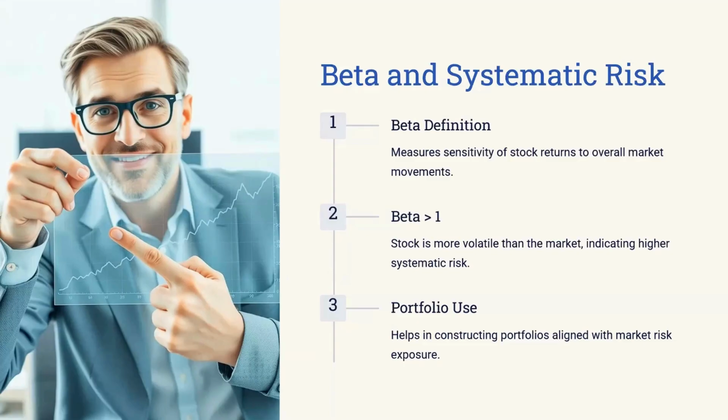Third one, the portfolio use. Beta helps in constructing portfolios that align with desired market risk exposure. For a real world example, a tech stock with a beta of 1.5 is expected to move 1.5 times as much as the market. If the market goes up 10%, the stock is expected to go up 15%. If the market goes down 10%, the stock is expected to go down 15%.